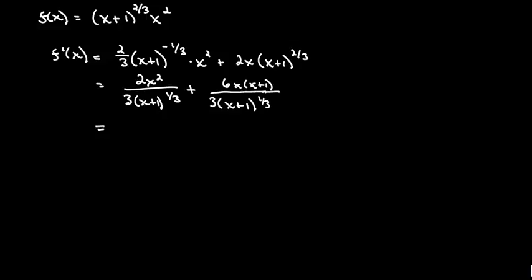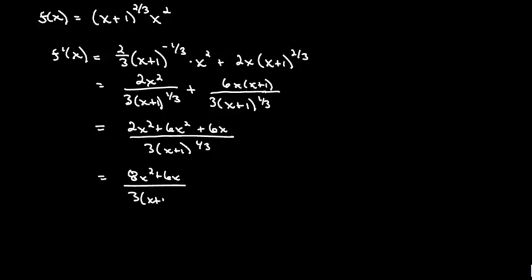Now what we're going to do is combine what we can here. So this is going to be 2x squared plus 6x squared plus 6x over 3 times x plus 1 to the 1/3. So this right here is going to give me 8x squared plus 6x over 3 times x plus 1 to the 1/3. And so I can factor out a 4, I can factor out, what can I factor out here? We can only factor out a 2x, and then we're left with 4x plus 3, like that. And this is over 3 times x plus 1 to the 1/3. So this is the derivative.